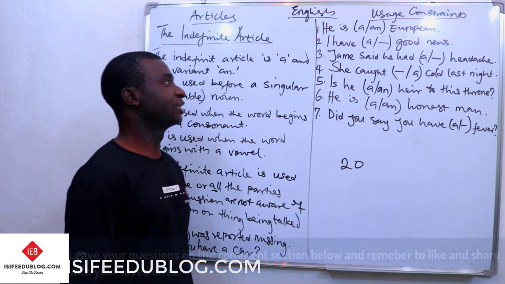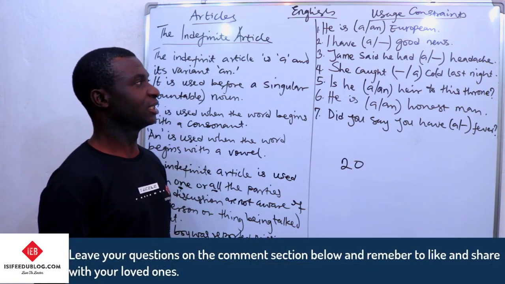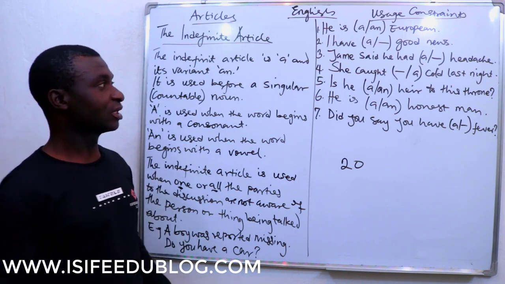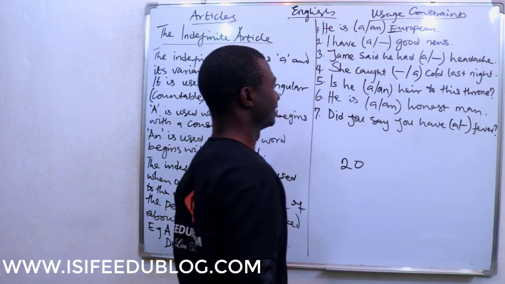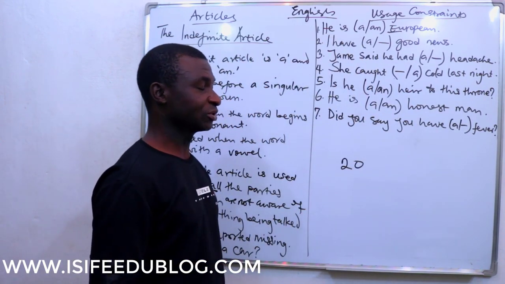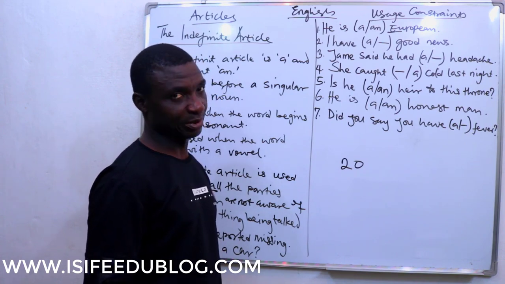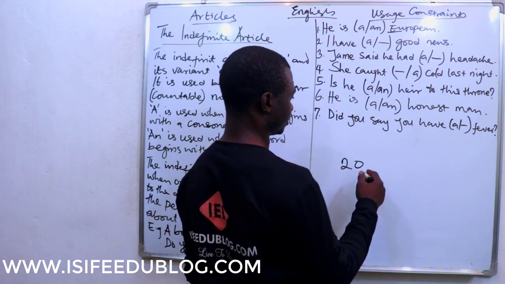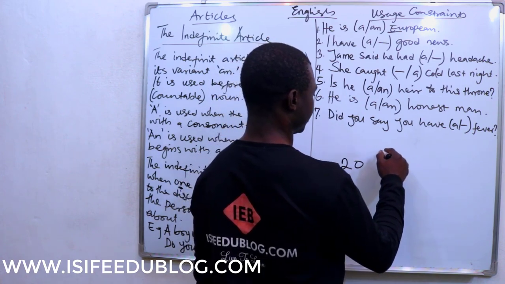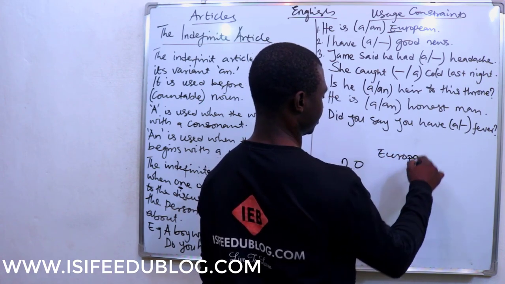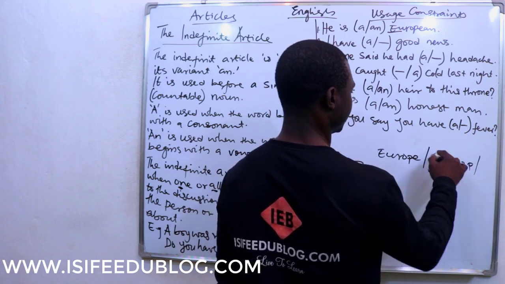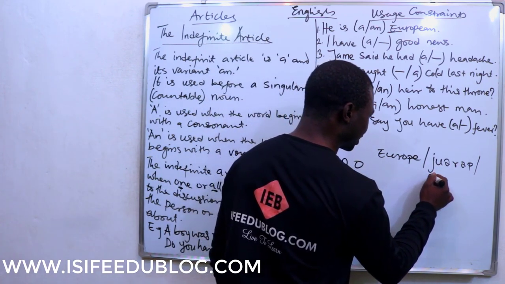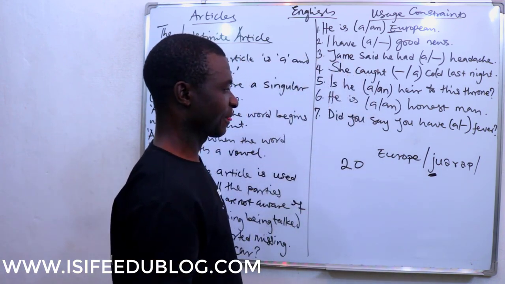Now, do you say he is a European or an European? This is the problem. We have the vowel letter E followed by another vowel letter U at the beginning of Europe. But the letter E does not influence the sound that much. You see, this is Europe. So the word actually begins with the consonant Y. With the consonant Y. Alright?